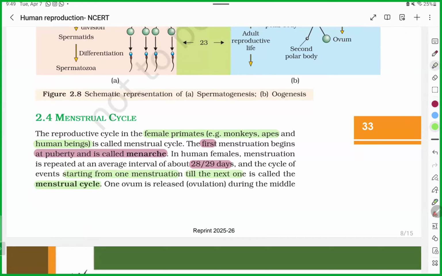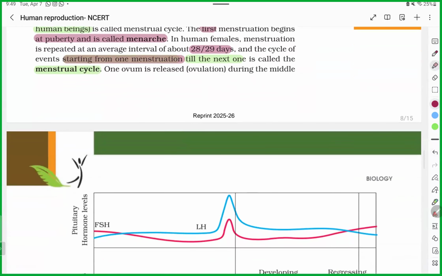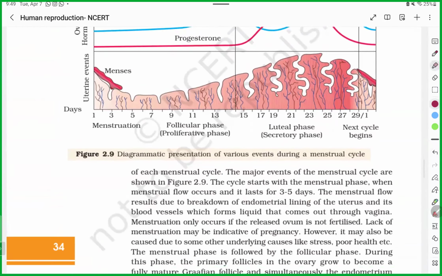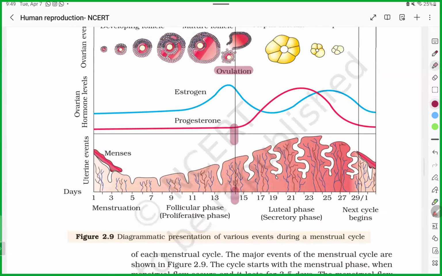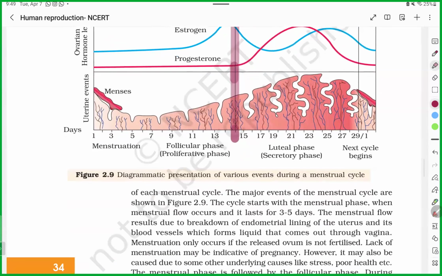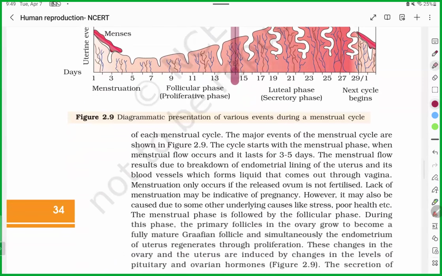Now you'll feel that this is normal. What is special in this case? This word is special. From where does the process start? Menstruation. One ovum is released. Ovulation happens during the middle of the process. Middle means the 14th day. On the 14th day ovulation will happen. Correct, middle. This is shown in the diagram.